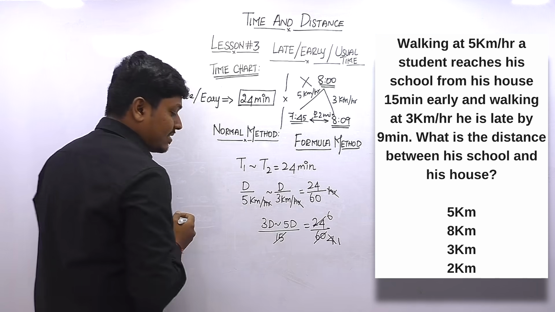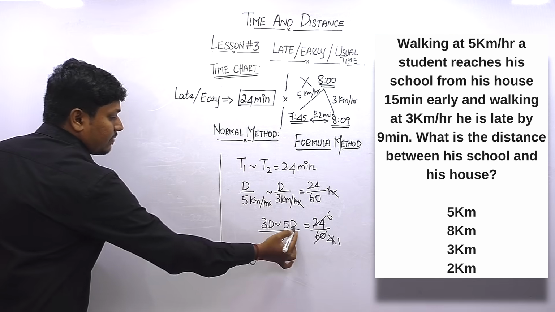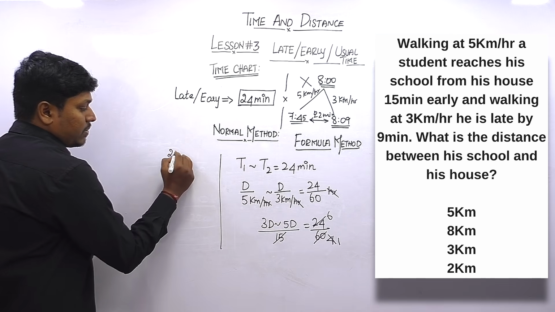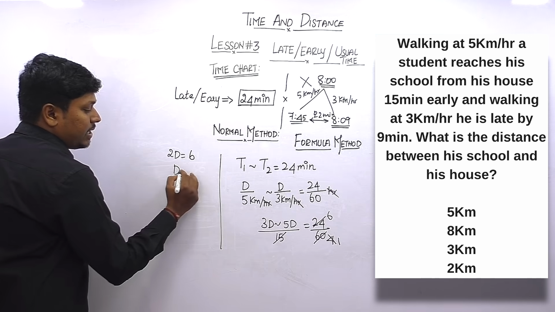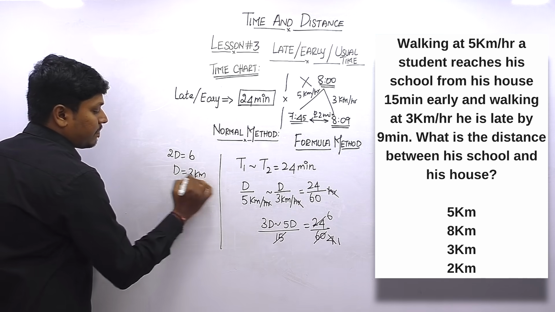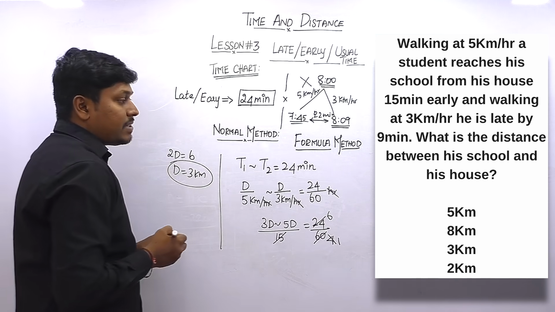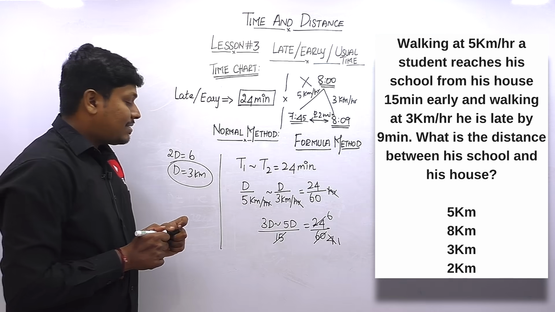Or otherwise I can solve this: 5d minus 3d, the difference, is 2d, which equals 6, so d equals 3 km. So finally we can say that the answer for question number 2 is 3 km.